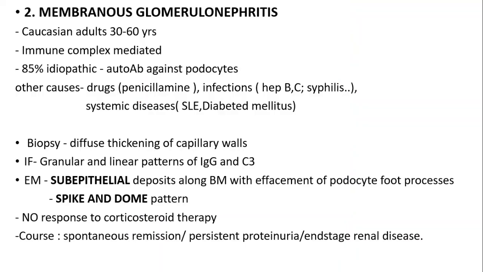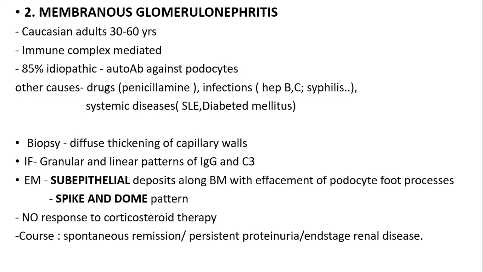Membranous glomerulonephritis is a condition seen in the 30 to 60 age group. Nephrotic syndrome is a classical presentation. It is subclassified. In 85% of cases it is idiopathic, where an autoantibody against podocytes has been found, and other causes are drugs, certain infections like hepatitis B, hepatitis C, syphilis, malaria, etc., or systemic diseases as I narrated, SLE, diabetes mellitus.